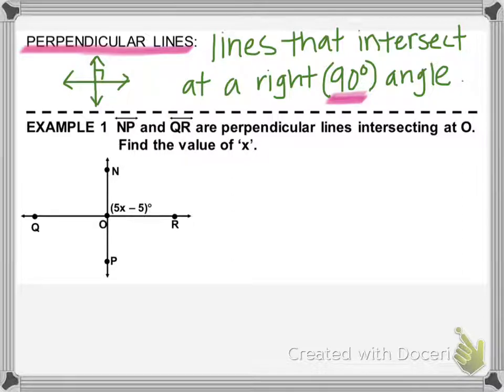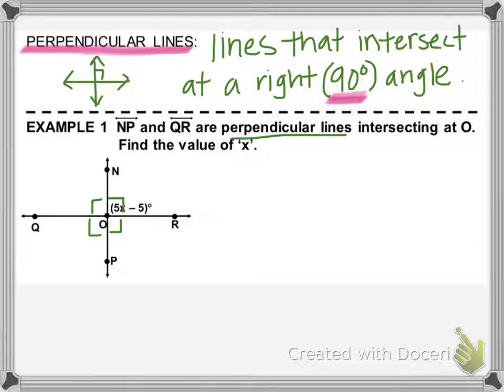So let's look at example 1. Line NP and line QR are perpendicular lines, so we know that we've got some right angles. We've just been told. They intersect at O. Find the value of X. As long as you know you've got perpendicular lines, you technically know that all four of these angles are right, but you only need the box in one of the angles.